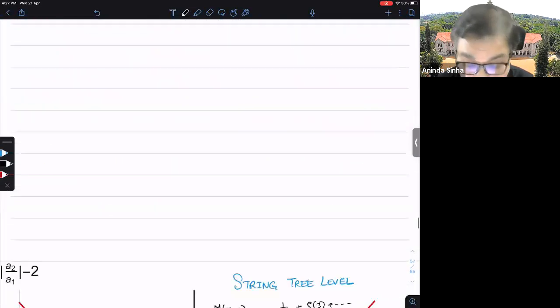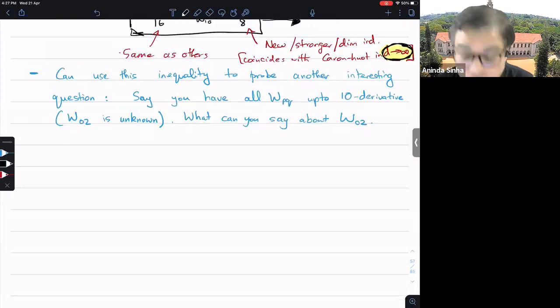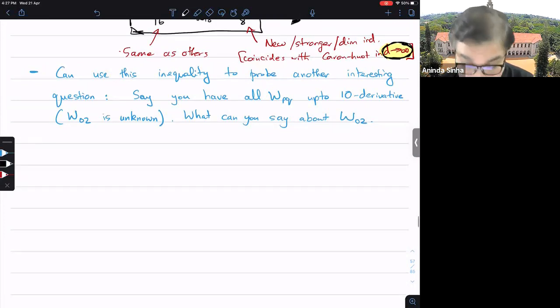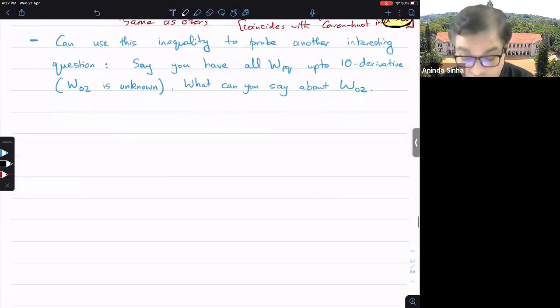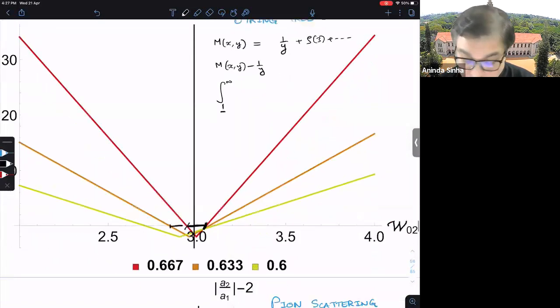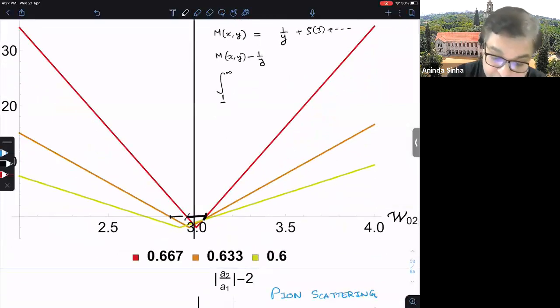But you can continue playing these games. Suppose experimentally you know the Wilson coefficients up to some order, and you do not know the next-order Wilson coefficient. What can you say about it? Imagine that you're doing this game with the string amplitude. Using this inequality, you will find that there is a very narrow range of allowed values, and this black line here is where string theory sits. I've fed in the Wilson coefficients up to a certain order and I'm asking, this is a 12-derivative Wilson coefficient, so what values can it take? It does seem that it is tightly constrained.